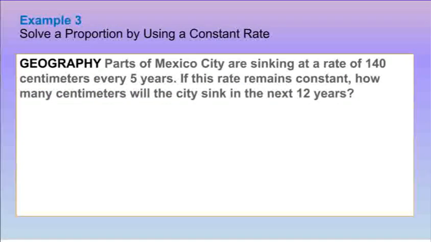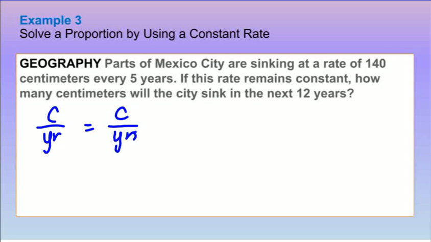Example 3 with word problems says parts of Mexico City are sinking at a rate of 140 centimeters every 5 years. If this rate remains constant, how many centimeters will the city sink in the next 12 years? So the first thing we need to do is write our proportions. We're going to use C for centimeters, so we're going to do centimeters to years equaling centimeters to years.